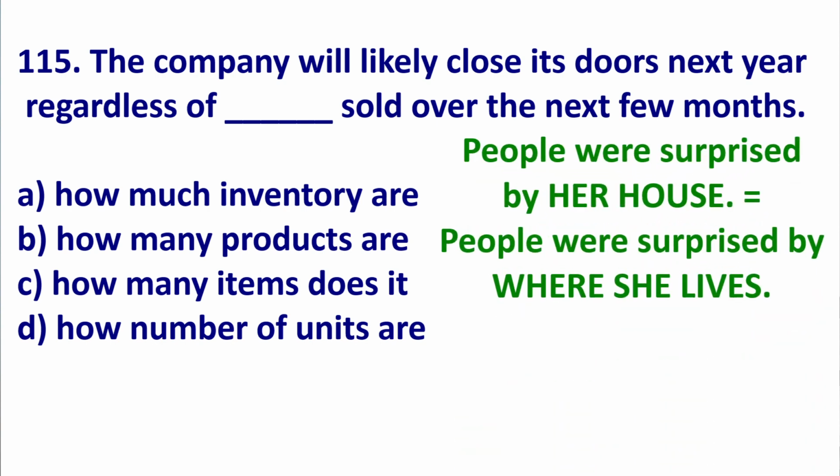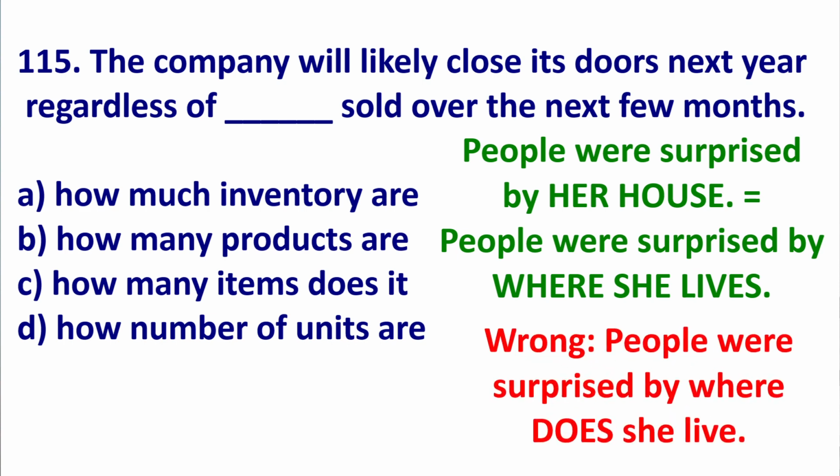Another example, people were surprised by her house. Her house is the noun. We can turn this into a noun clause. People were surprised by where she lives. Notice you do not say people were surprised by where does she live. That is a question, not a noun clause form. So you can take out the does.